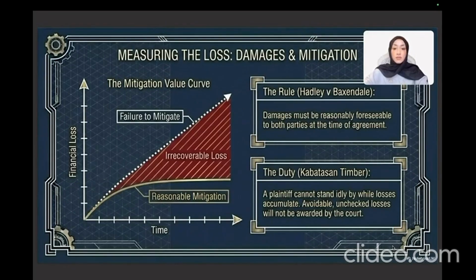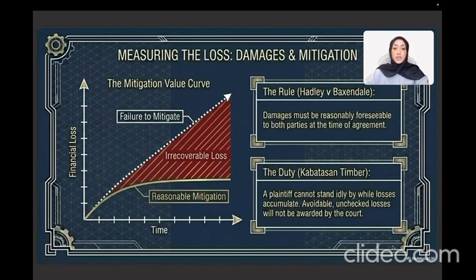effect that follows. The second and perhaps most important part of my section would be the duty to mitigate, famously highlighted in the case of Gabatasan Timber. As you can see on the mitigation value curve in the slide, a plaintiff cannot simply sit back and watch their losses pile up like a mounting debt.